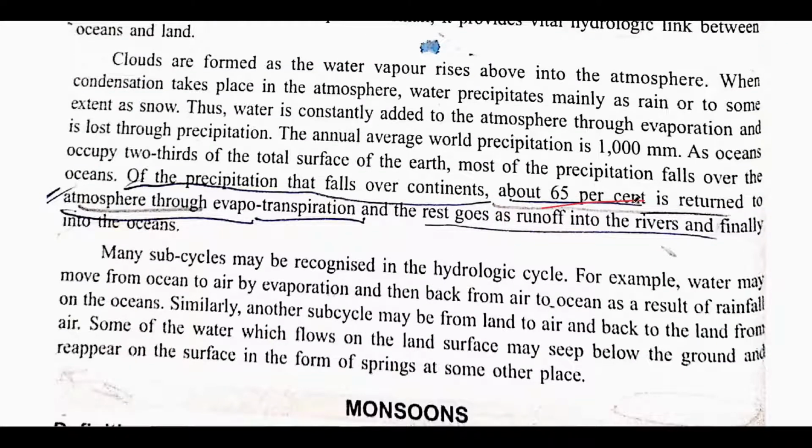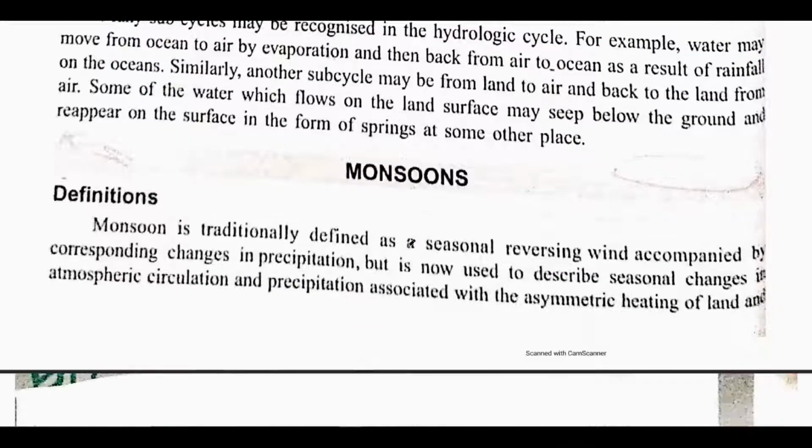Now about 65% of the total precipitation that occurs on the various continents is returned to the atmosphere either through evapotranspiration, or it is runoff into the rivers and finally into the oceans.